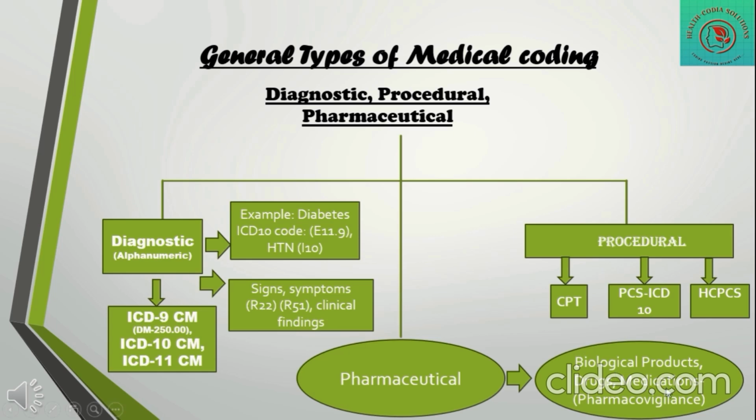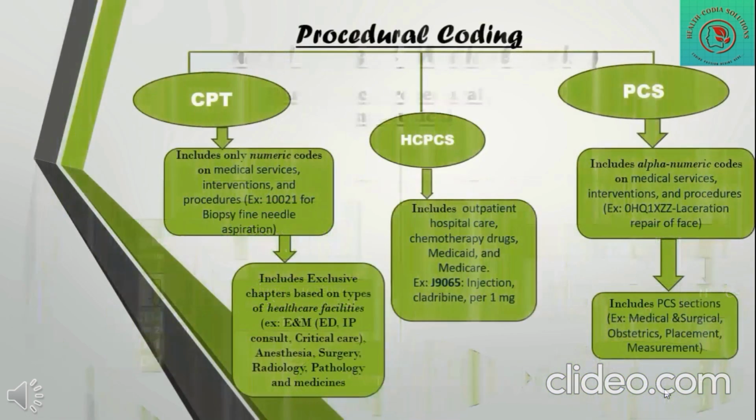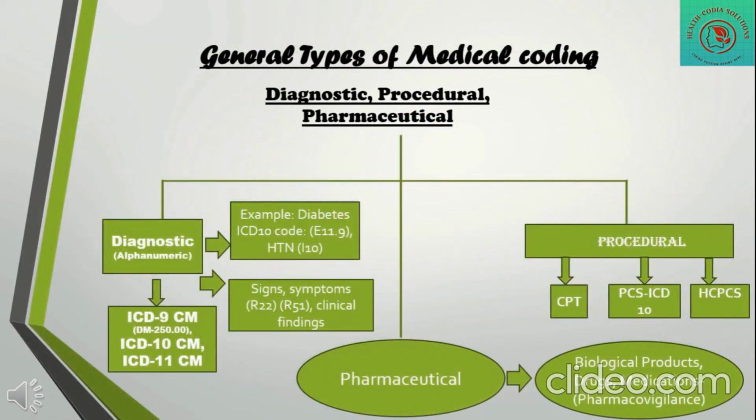All right, so let's look into the details of diagnostic medical coding. The codes here will be alphanumeric. How would it look? For example, earlier in ICD-9-CM, it used to have completely numeric values. But currently the diagnosis coding we are using is ICD-10-CM, which has alphanumeric values.